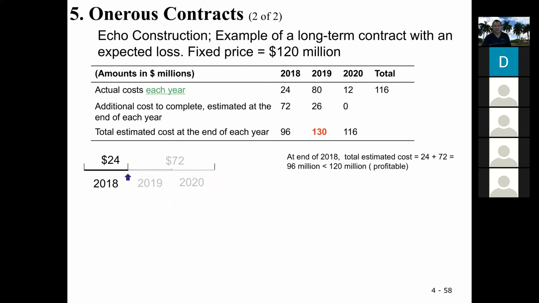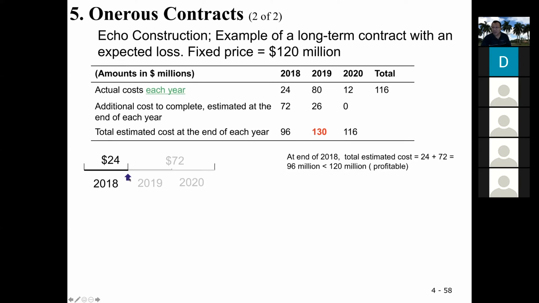Okay, so here is one example. So now we have 3 years. The actual cost each year: 24, 80, 12. Additional cost to complete, estimated at the end of each year: 72, 26, 0. Total estimated cost at the end of each year. Okay, let's use the same graph.